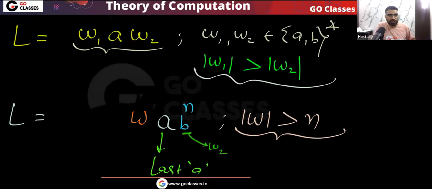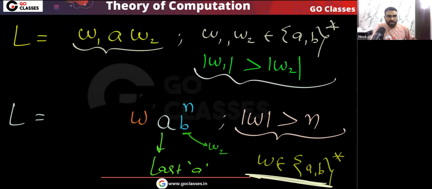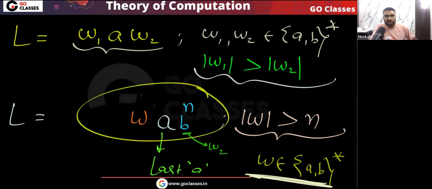Okay, so the length of W must be greater than n. And remember, W can be anything. W can belong to (A, B) whole star. But the length of W must be strictly greater than n. Okay, so this is your final answer. I hope you understood. So this is the final language.